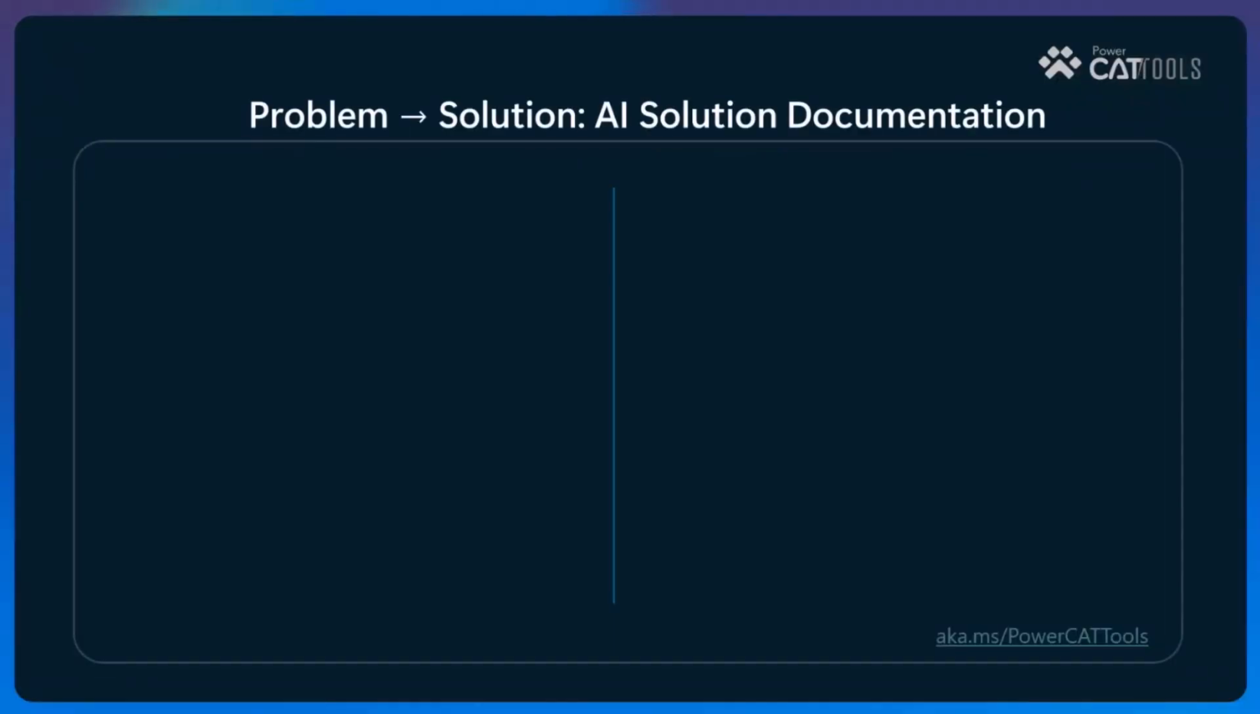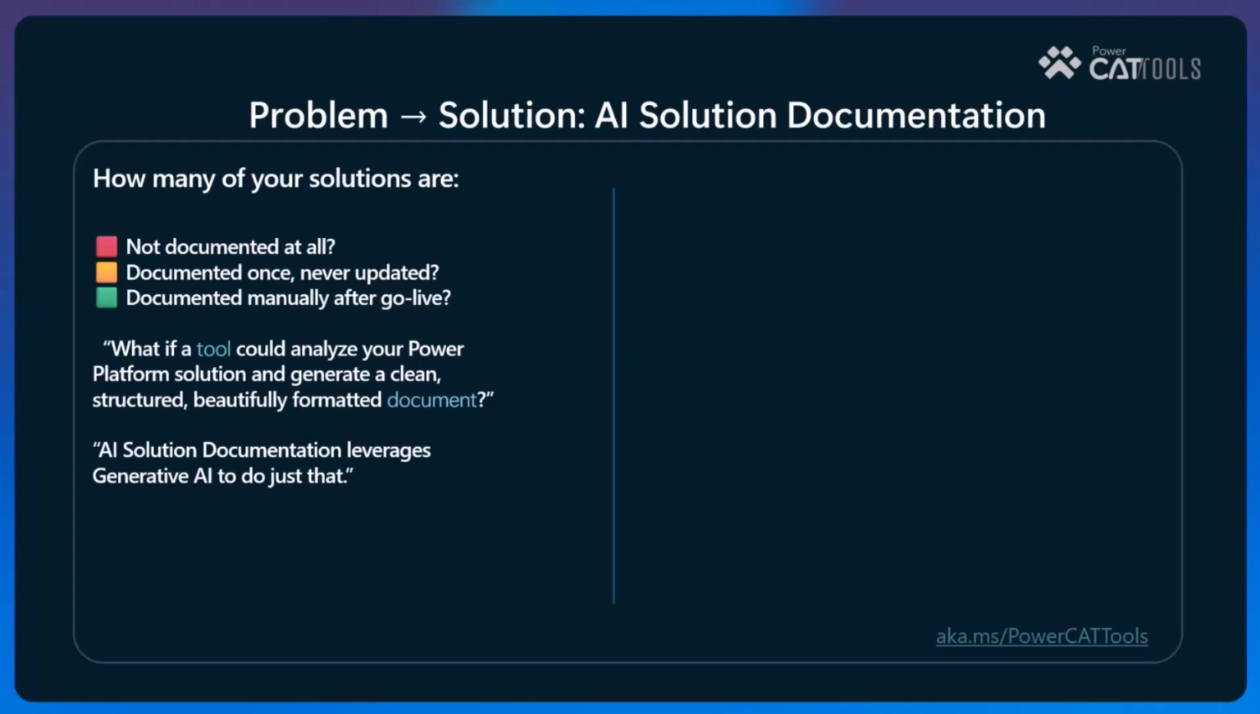Now, looking into the second problem, which is the AI solution documentation. How many of your solutions are not documented at all? Documented once, never updated, documented manually after go live. Like, a general tenure of a Power Platform solution once built could be more than 5 years. As a requirement scales, so does the solution. Between this, developers, partners, and vendors, and in fact, the whole ecosystem around the Power Platform changes. At that point, it becomes far more important to have documentation that explains at least briefly what the solution is all about, so that you take necessary action to enhance or extend it.